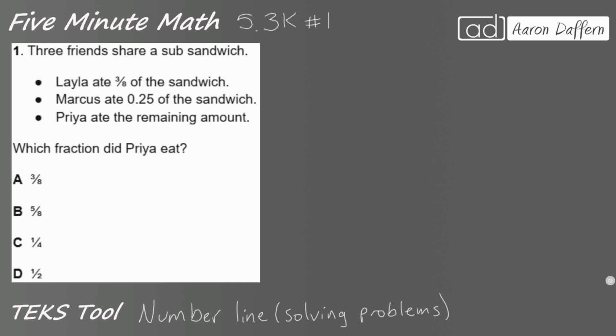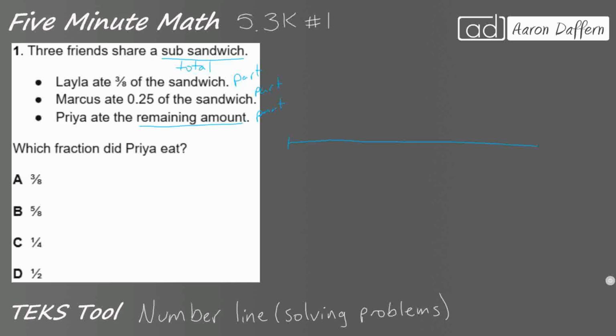So we've got three friends sharing a sandwich, and we've got different amounts being eaten. And Priya's got this remaining amount here. So we could use a part-whole because we've got two different parts right here. We have a third part that's unknown, right? And then it says they share a sub sandwich, so that's just going to need to be our total of 1. But we have some difficulties here because we've got fractions, we've got a decimal, and then our answer needs to be in fractions. So I think a number line is going to be a little bit easier to use because that's going to help us keep track of our equivalent fractions and our equivalent decimals.